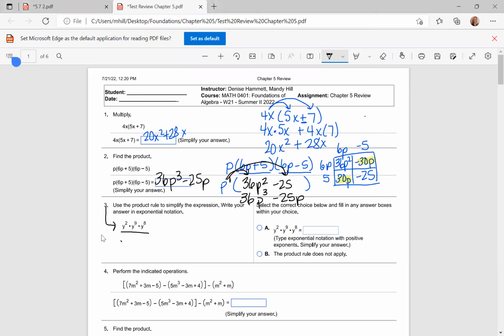Again, these are all y's, and we are multiplying them. And when you multiply, if they're all y's, you're supposed to add the exponents. So we're just getting 2 plus 9, which is going to be 11, plus 8, which is going to be 19. So this is going to be y to the 19th power.